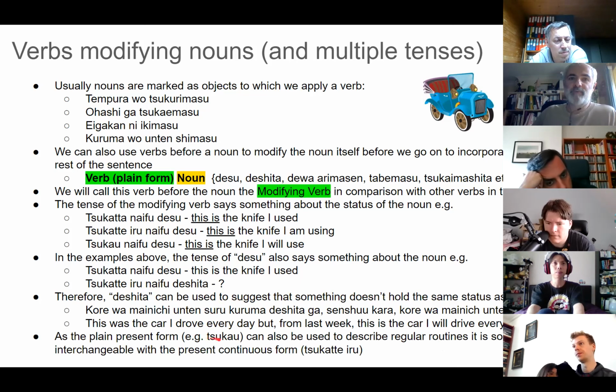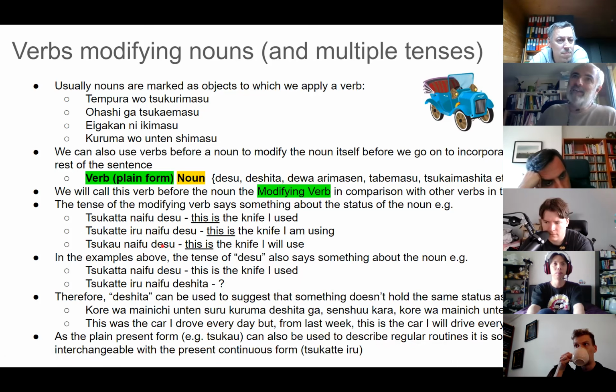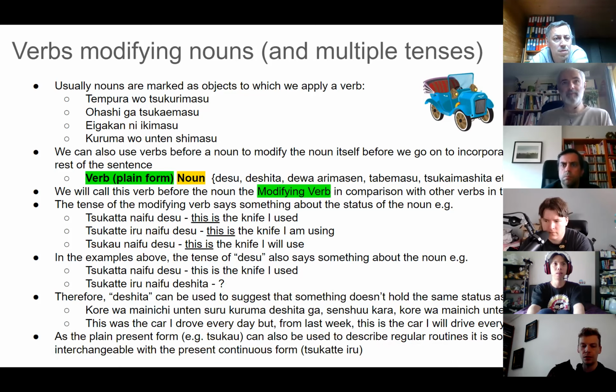As the plain present form can also be used to describe regular routines, it is sometimes interchangeable with the present continuous form. So, for example, this one here, 使っているknife and 使うknife kind of mean the same thing, unless you want to make a distinction that this is the one I'm using right now, but maybe I'm going to use a different one in the future.